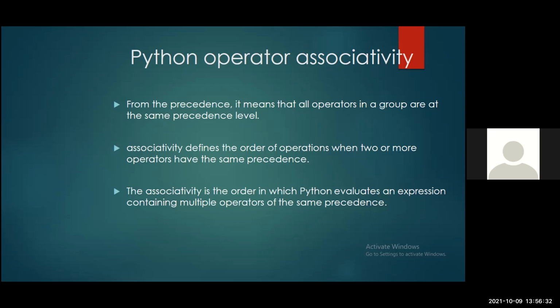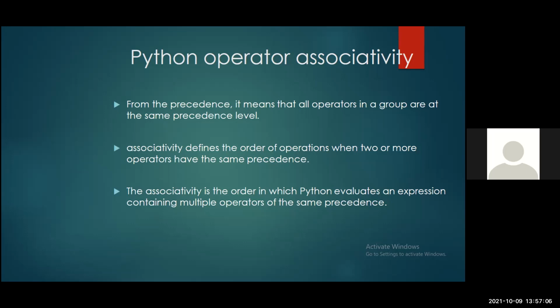So you see from the precedence, it means that all the operators that are in a group like multiplication, division, floor division, and modulus are at the same precedence level, meaning that there is none which must come before the other. So what does it mean now? What if you are having both multiplication, division, or even floor division in an expression? We'll answer that as we proceed. So now that is where the concept of associativity comes in.